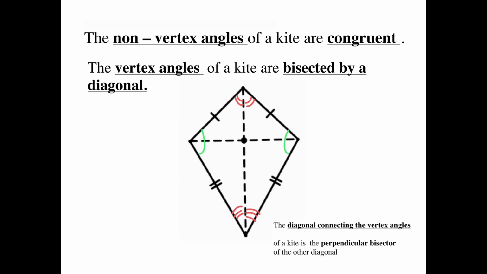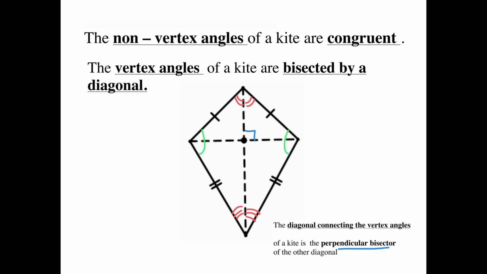It's the sides that match, but that diagonal does not cut the angle in half. So this is congruent, but we can't break it down based on the diagonal like we can with the vertex angles. One more thing to note about the diagonals, similar to our rhombus, the diagonals connecting the vertex angles are perpendicular. So we do have 90 degrees inside there.